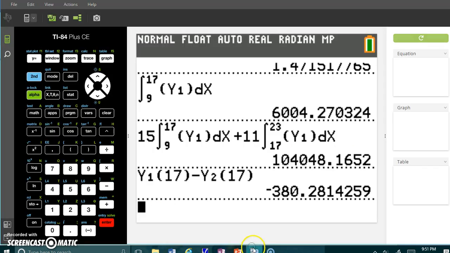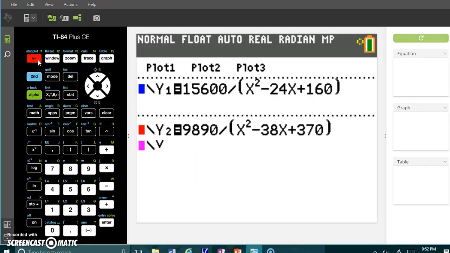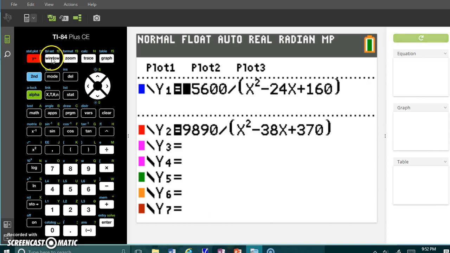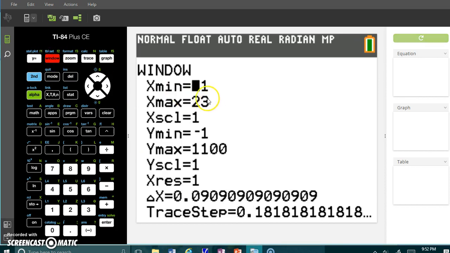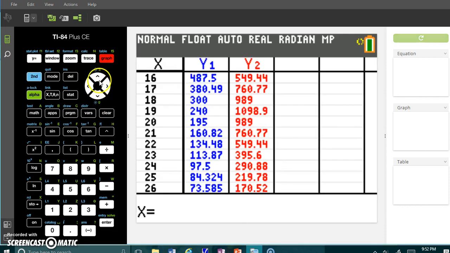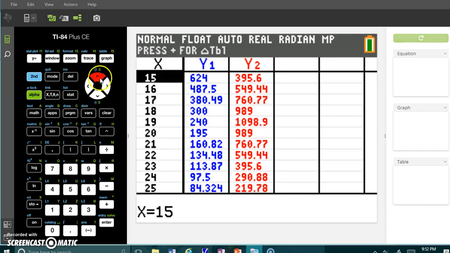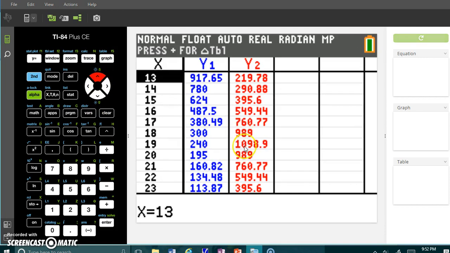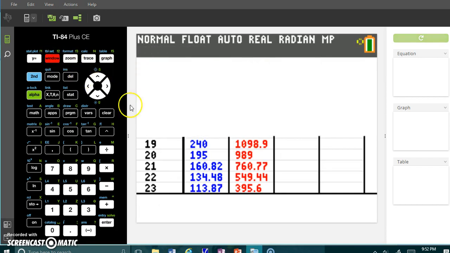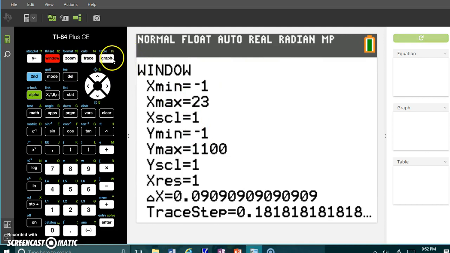So I'm going to go to my calculator where I have these typed into y equals, and when you do these, you have to be able to go to your window. I ended up going from -1 to 23. I could have gone from 9 to 23, but I wanted to see the whole axis. And then I went to my table and I looked up to 23 and down to 1, and I saw that the highest it goes is a little under 1,100, and I went all the way down to -1 again to see my axis.